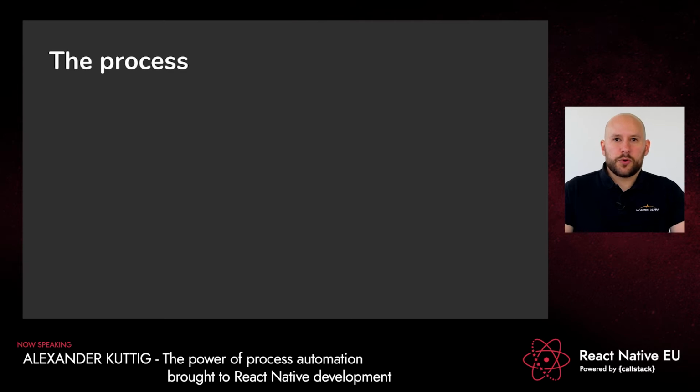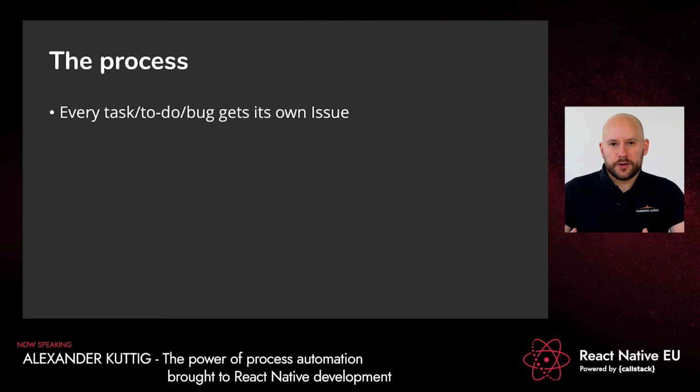So our process is the following one, and I think that's very common. For every task or to-do or bug, we have its own issue. So for us, again, information is very important. I want to have a look at my single point of information and be able to say where the project stands and what's going on in the project. So for us, it's very important to have this, to have every task in its own issue.